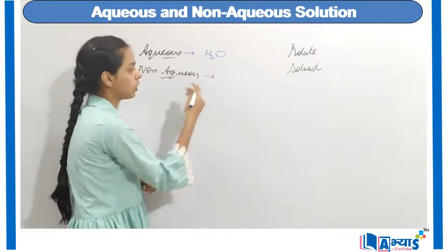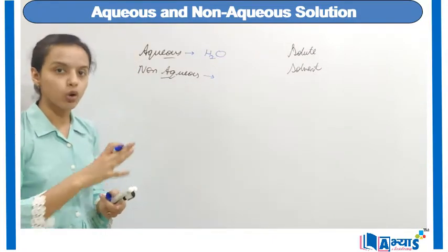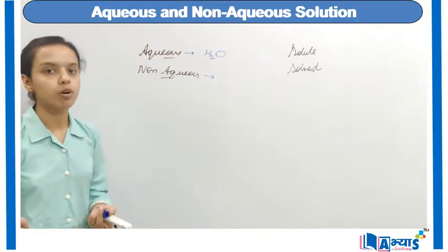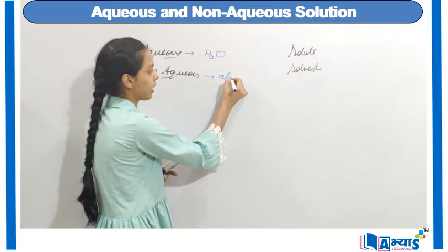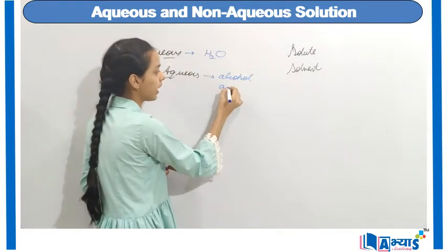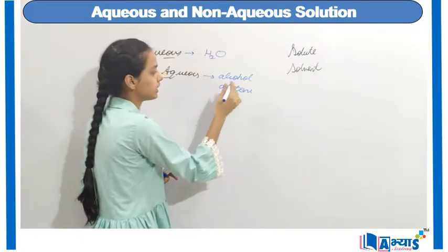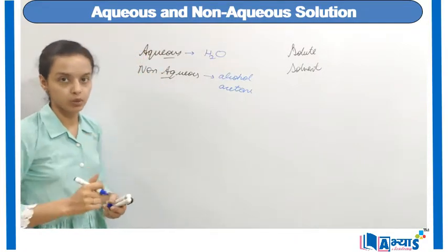But in those solutions in which the solvent is not water, it can be any other type of liquid, suppose for example alcohol, or it can be acetone. So these solutions will become non-aqueous solutions.